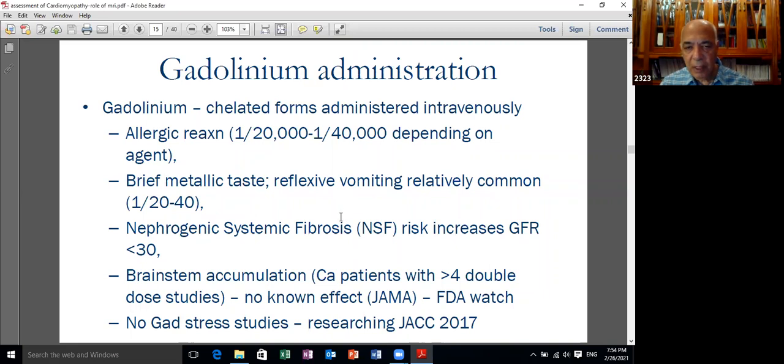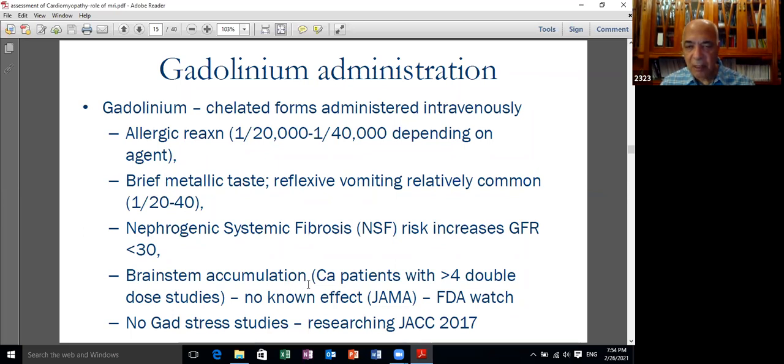If you inject gadolinium when the glomerular filtration rate or the estimated glomerular filtration rate is below 30, particularly below 15, it produces nephrogenic systemic fibrosis, now almost unencountered because every center knows that it's contraindicated to give gadolinium or gadolinium chelates when the GFR is that low. This is a systemic sclerosis-like condition in which there is fibrosis in the subcutaneous tissue as well as in the myocardium and various tissues.